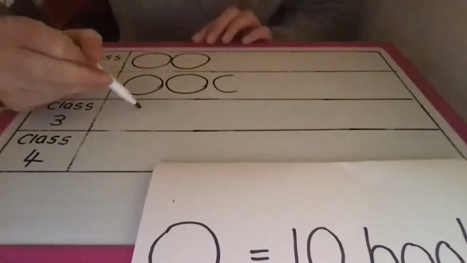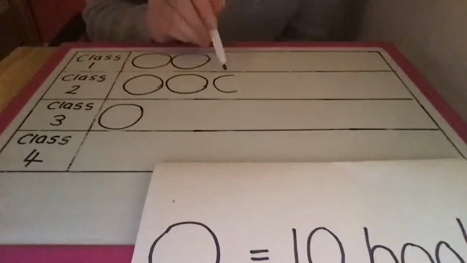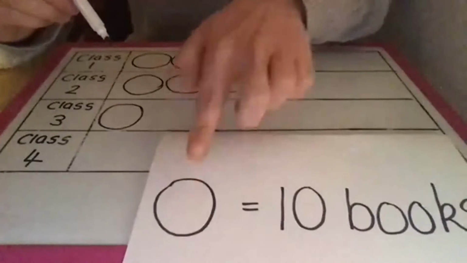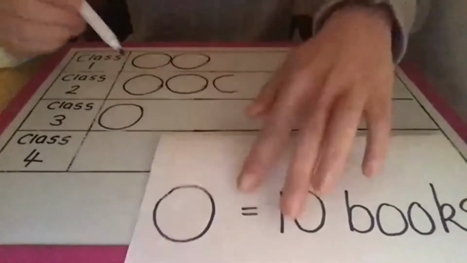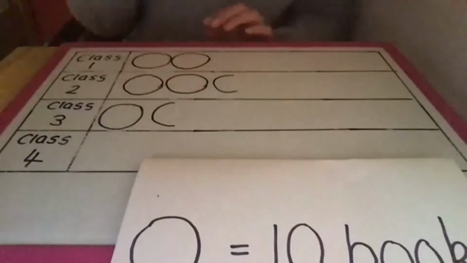Well, I know that if I draw one circle, that represents 10 books. Now, how many more books am I going to need for 15 if I've already shown 10? Yes, 10 plus 5 equals 15. Now, how did I show 5 books on this part of the pictogram? Yes, I used a half circle, didn't I? Because half of 10, so half of a full circle, is 5. So I can draw half a circle to show 5 more books. There you go, there's my half circle.